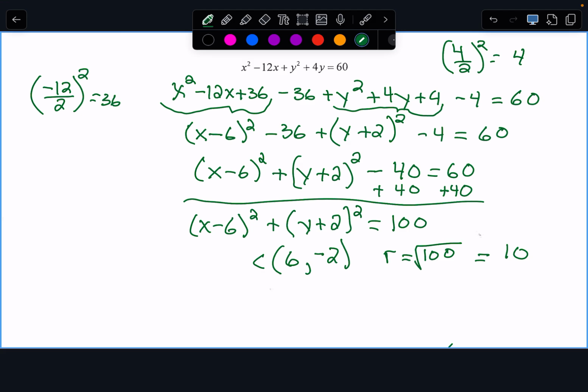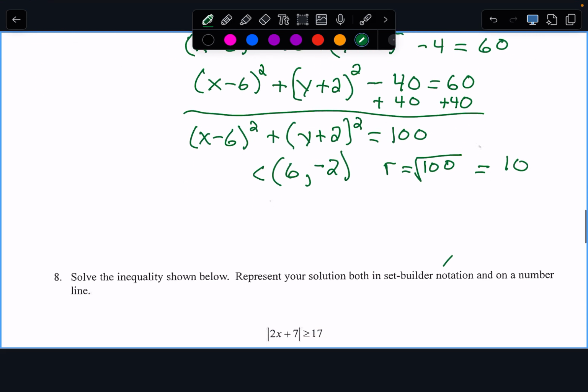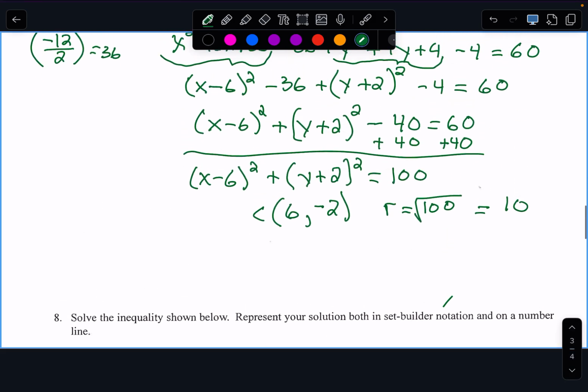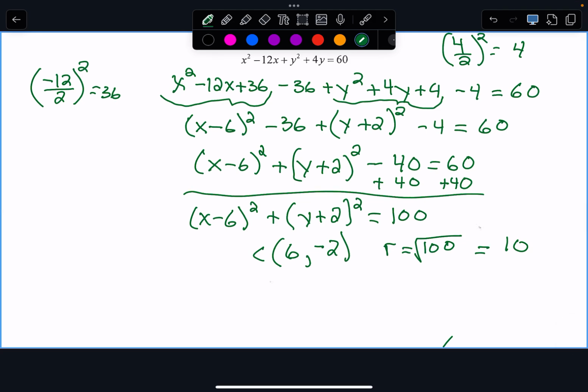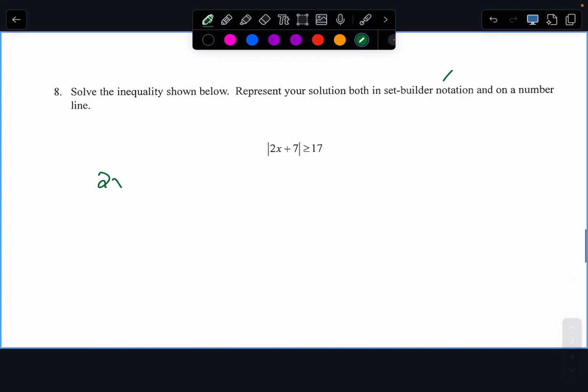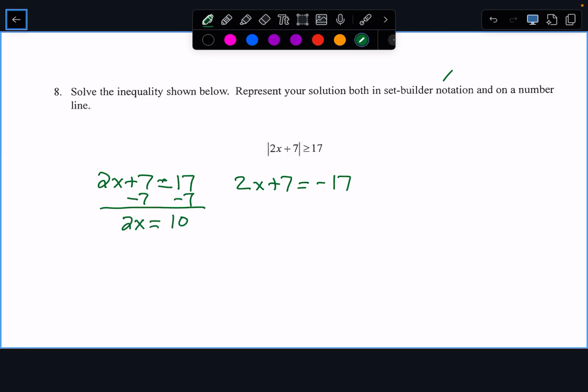All right, and finally, the last one is pretty straightforward also. Right, I'm going to leave this here. Can we all copy it down? We can go on? All right, we have 3 minutes. So we have 2x plus 7 is equal to 17. 2x plus 7 is equal to negative 17. Subtract 7, subtract 7. 2x is equal to 10, x is equal to 5, right?